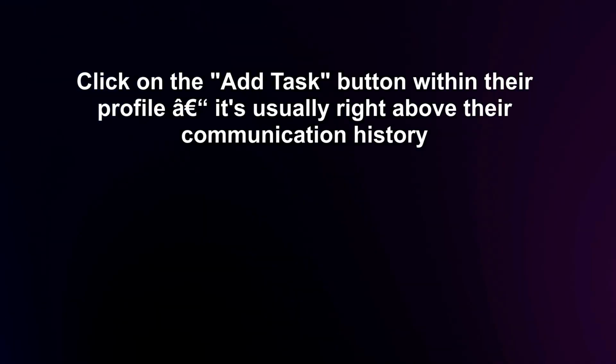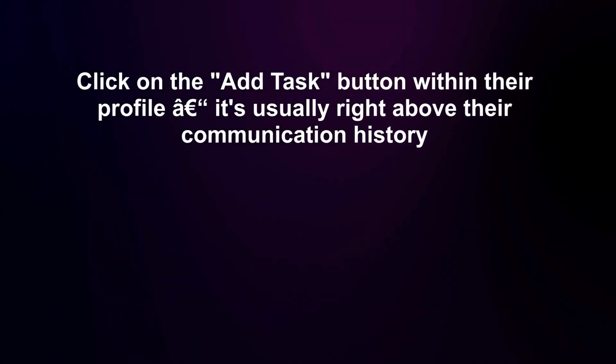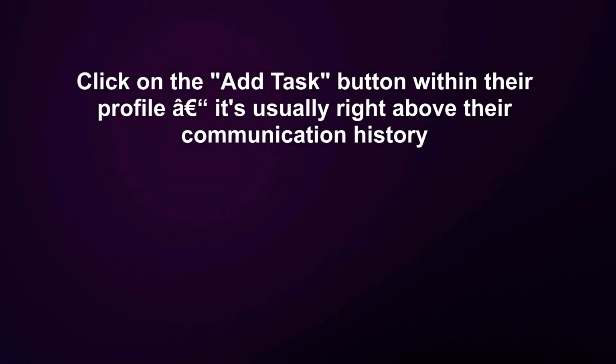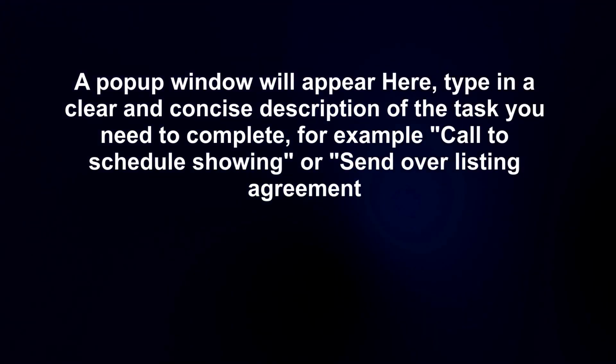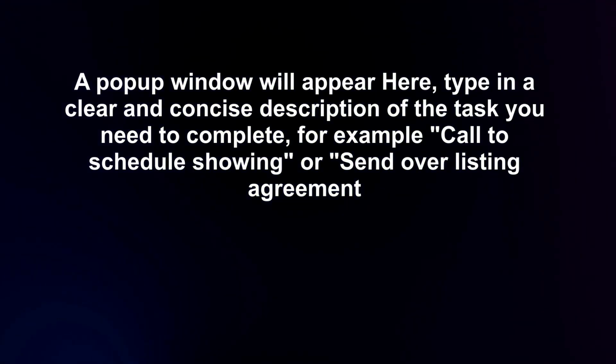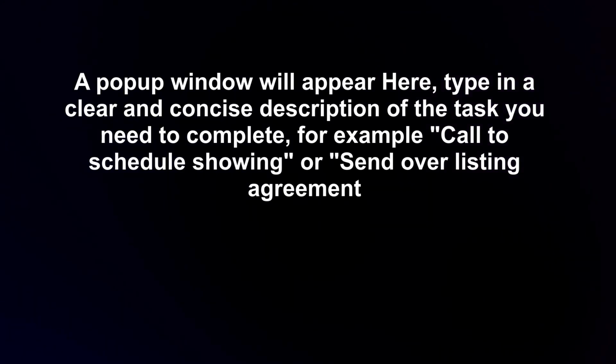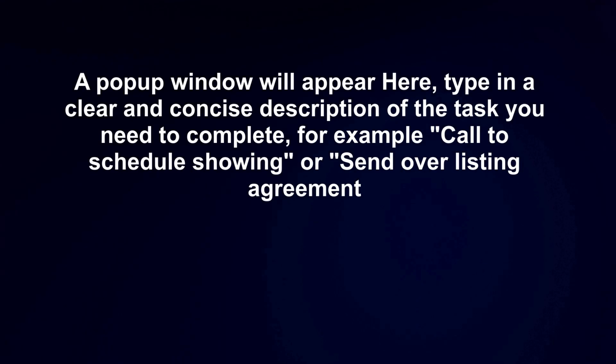Click on the Add Task button within their profile. It's usually right above their communication history. A pop-up window will appear here. Type in a clear and concise description of the task you need to complete. For example, call to schedule showing or send over listing agreement.